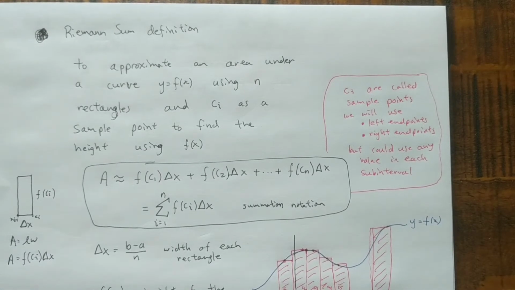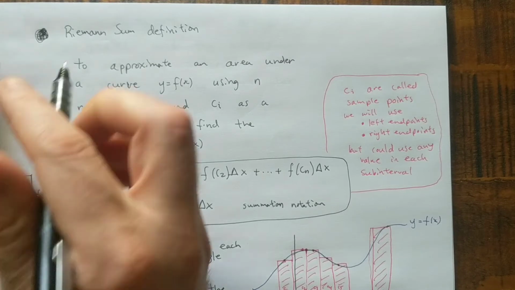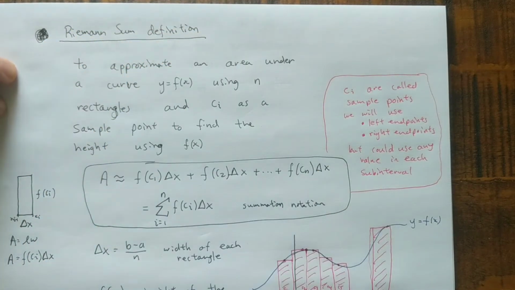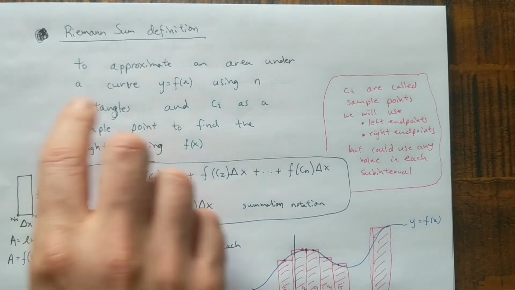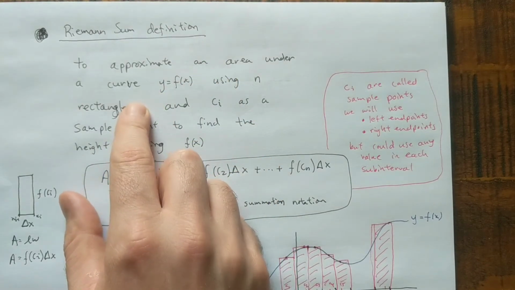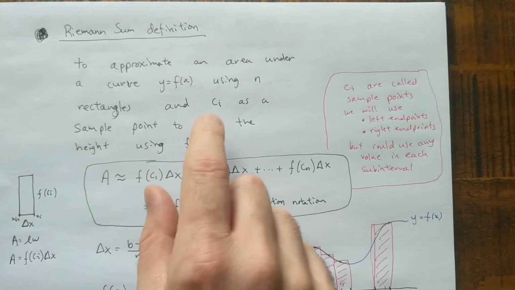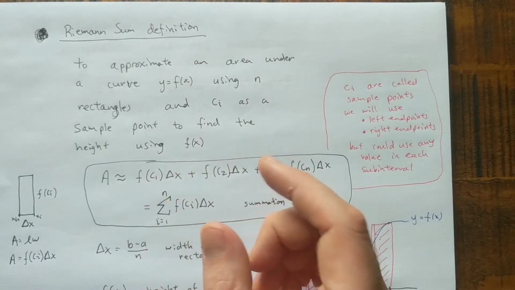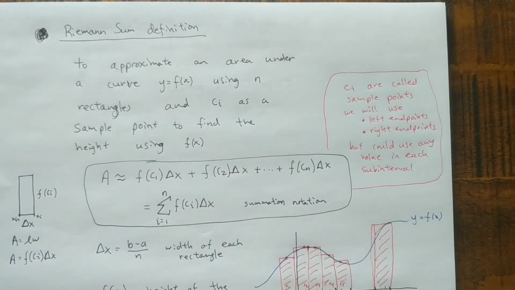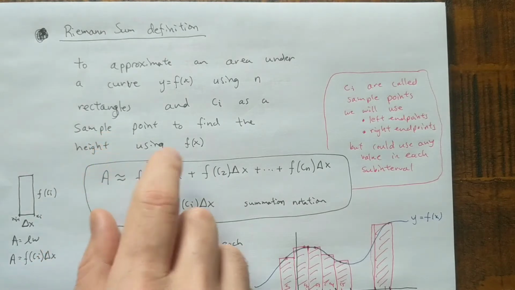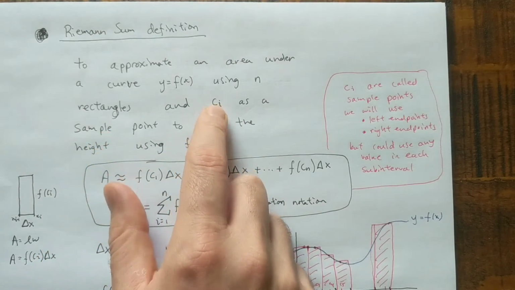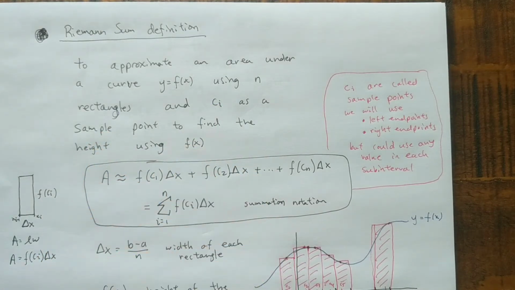See what this is going to look like in equation form. So we want to define the Riemann sum, and the way we're going to use it is to approximate an area under a curve y equals f of x, using n as the number of our rectangles, and c sub i is some value in the base of the rectangle, and we'll see how that works in a second, as a sample point. We're going to plug these values into our function to get an approximation of the height of the function over that subinterval.